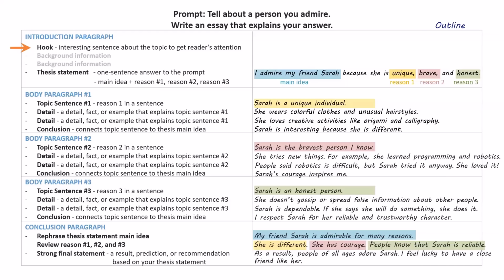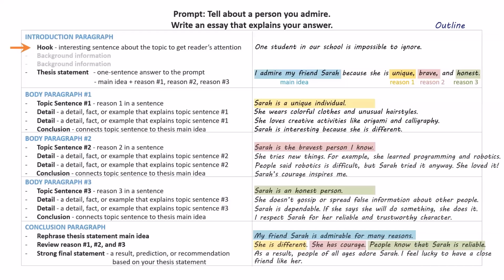So in this essay, our hook needs to be an interesting sentence to introduce Sarah to the reader. One student in my school is impossible to ignore. That statement might make a reader interested in reading my essay because the reader might think, wow, who is this student who's impossible to ignore? And why is this student impossible to ignore?